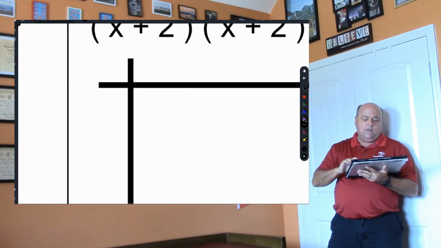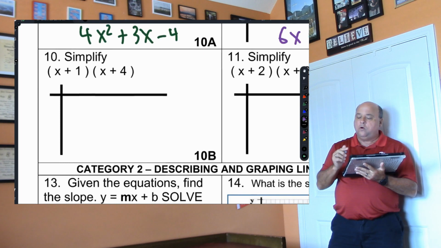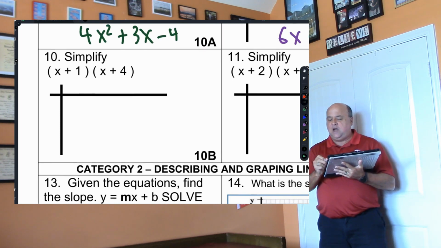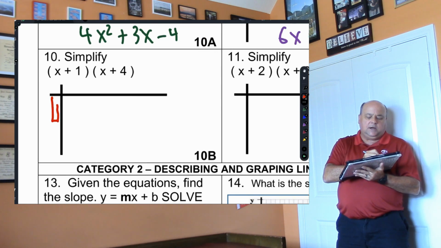Continuing on to number, where are we at? Number 10. Fun, fun, fun. Y'all are doing really good on these. So x plus 1 is a rectangle and a square, and then a rectangle and 4 squares.